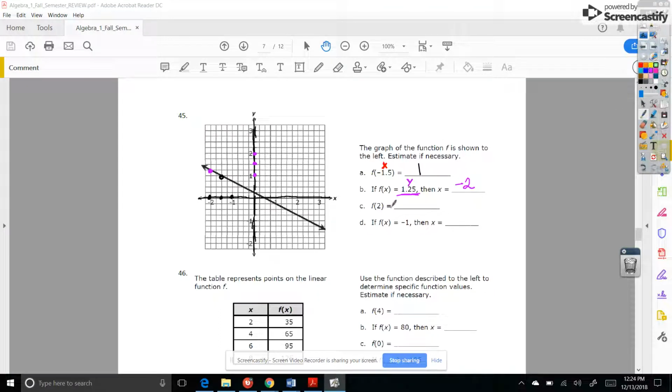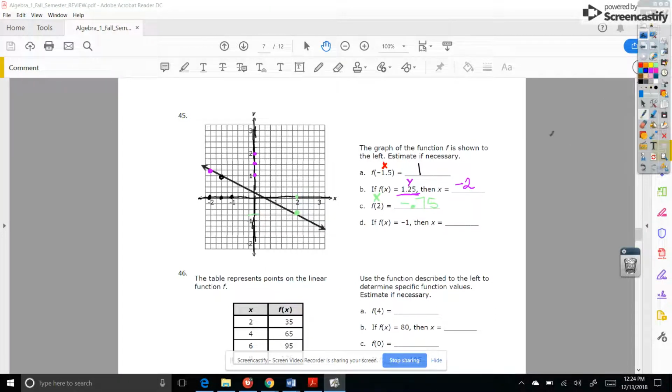All right, f of 2. So again, this is the x value. What is the y value when x is 2? Y was positive 1.5. Okay, f is positive 2. So go over here to positive 2, right there, go down. Looks like it's not quite 1. It looks like probably negative 0.75.